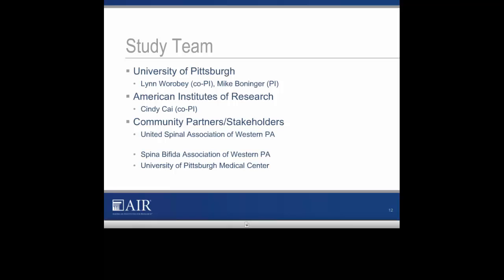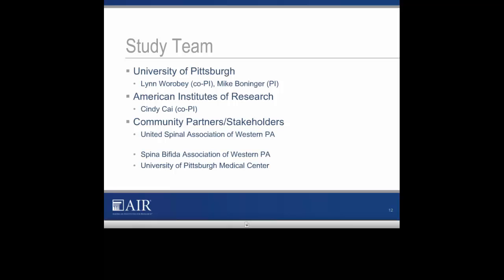So the United Spinal Association of Western Pennsylvania: about 65% of individuals with spinal cord injury use a wheelchair as their primary means of mobility. So wheelchair users make up a pretty large portion of this group. And in general, United Spinal Association is committed to sharing resources and expertise, so they make a pretty excellent community partner for us. At the local level, they're also part of a peer support group that we'll be using to integrate stakeholder feedback.